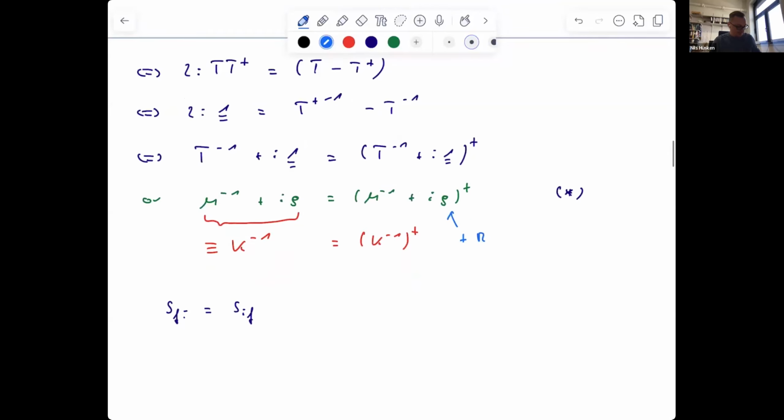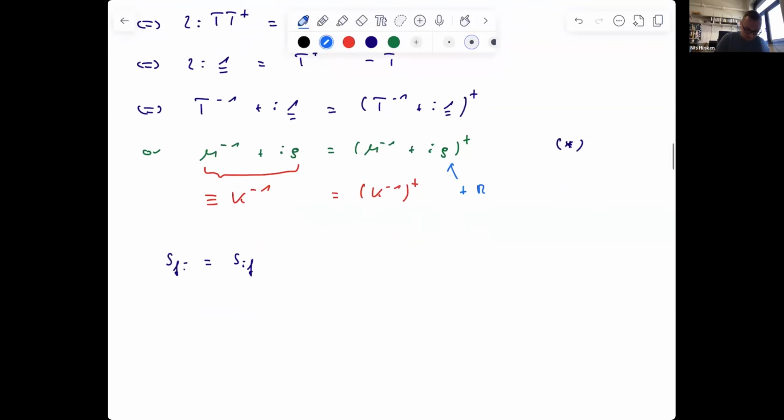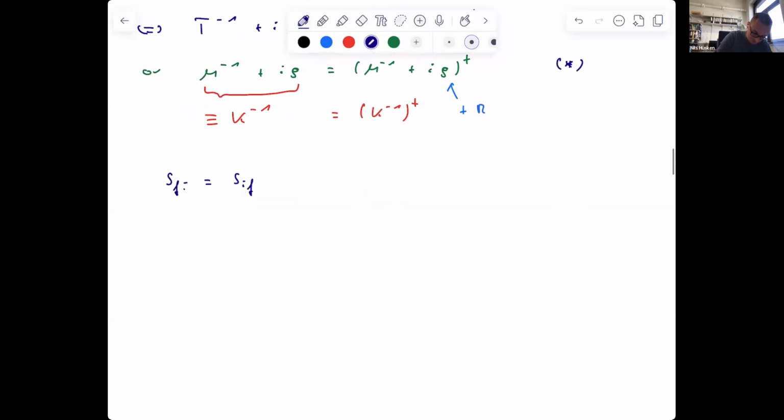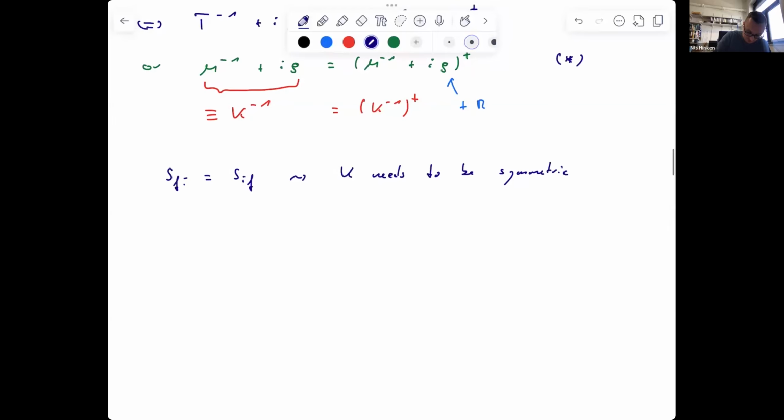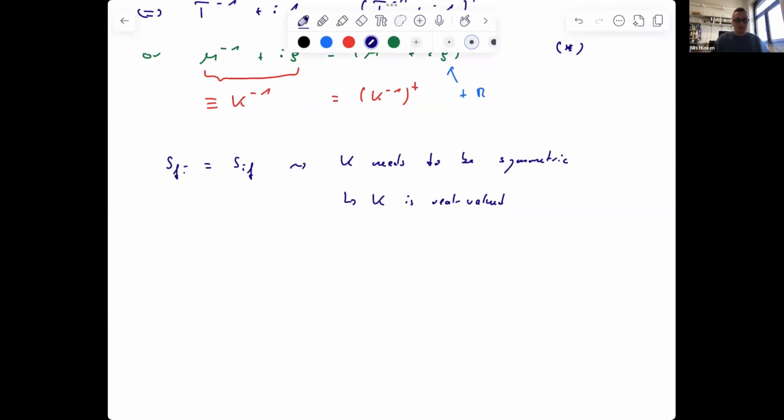All right. So let me write down. From this, it follows that K needs to be symmetric. And that means K is real valued. So this is not by choice of parameterization that K has to be real, but this is really required by unitarity.